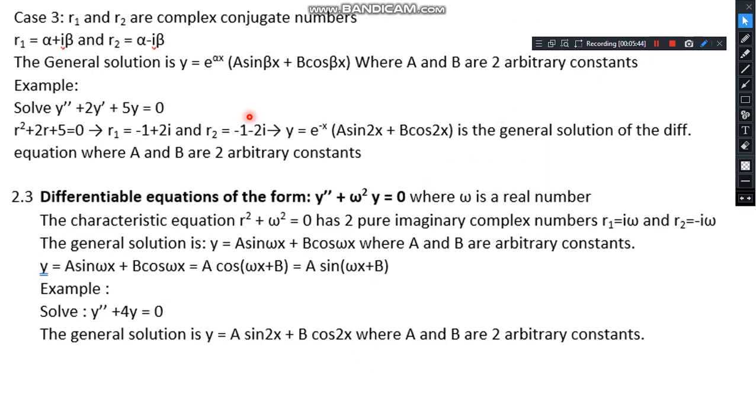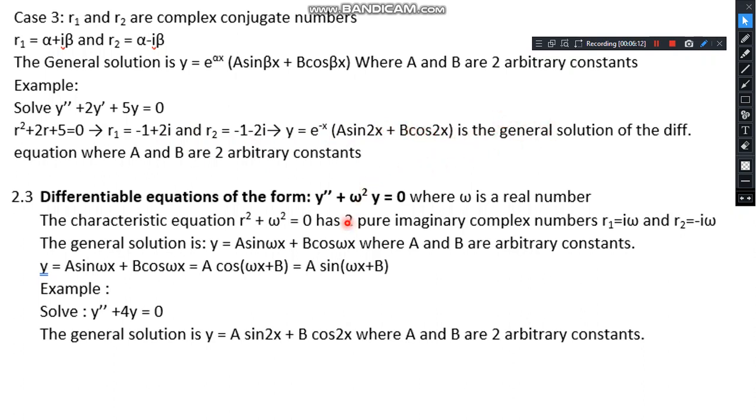Now if the roots are complex, you have this form: e^(alpha x) (a sin(beta x) + b cos(beta x)), where alpha is the real part and beta is the imaginary part. Suppose you have this one, so you write r^2 + 2r + 5 = 0. I have two complex roots here. So alpha is -1, so I put e^(-x) times (a sin 2x + b cos 2x) in this general solution.